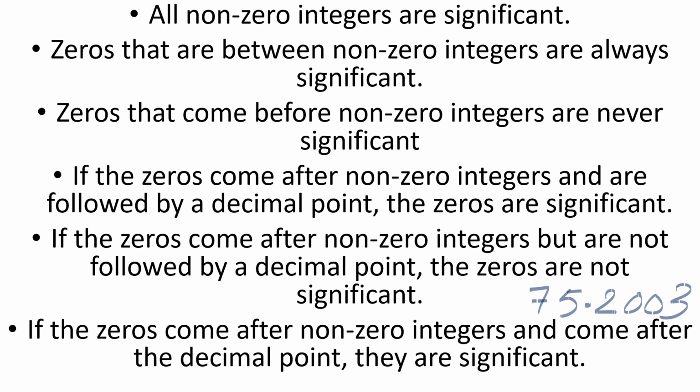75.2003. Now over here the zeros are coming between two non-zero integers and also coming after a decimal point, so this will be counted. Let's see one more. If I have 75.01, again this zero will be counted because it is coming after a decimal point and also coming in between two non-zero integers.